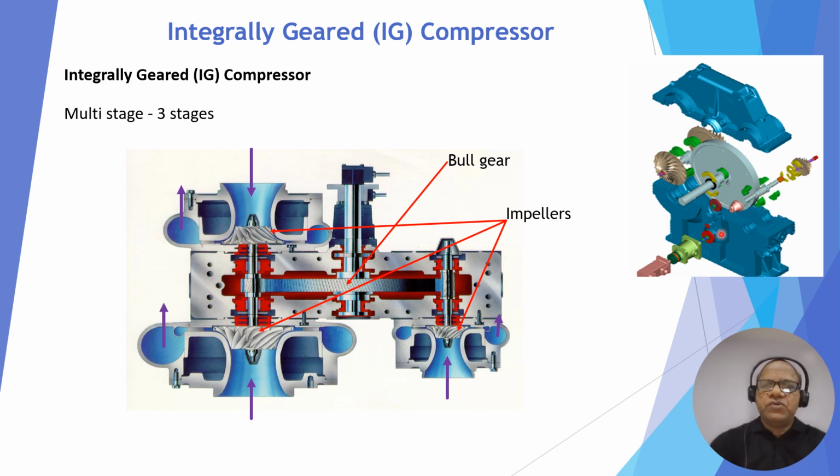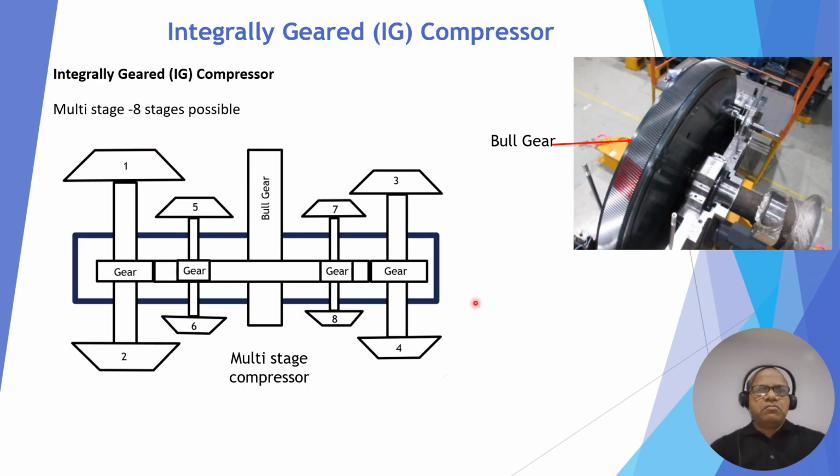You can see the views. This bull gear drives two pinions, one and two. Pinion means shaft. One, two, three. Now eight stages is possible. You can see this is the bull gear again shown. One, two, three, four, five, six, seven, eight. So both sides, one on top, another at the bottom. So a total of four shafts, and each shaft will have two impellers. So a total of eight impellers or eight stages of compressors is possible in an integrally geared compressor.